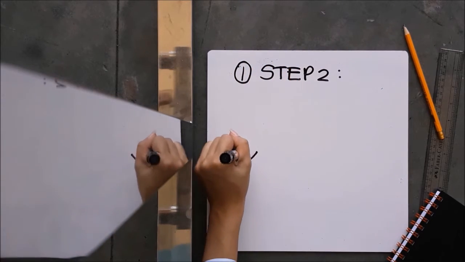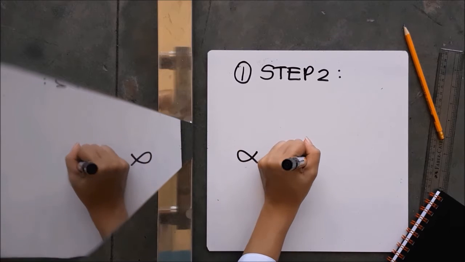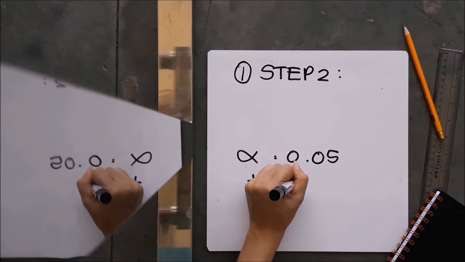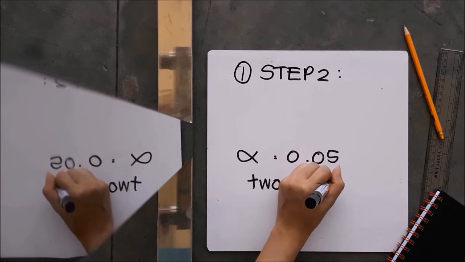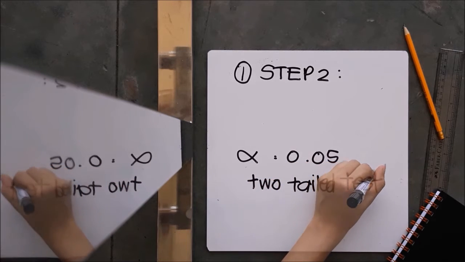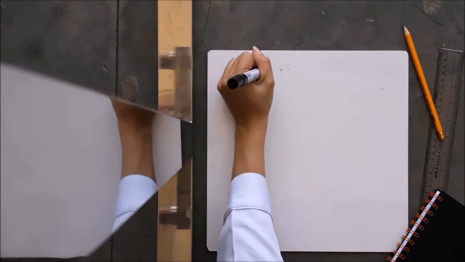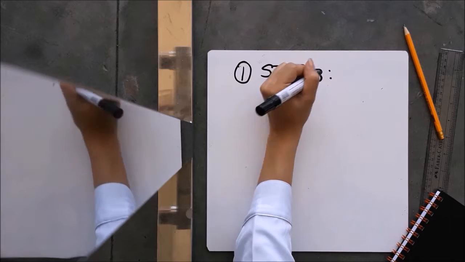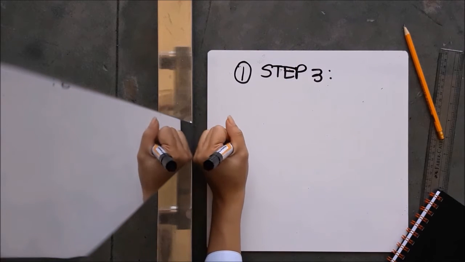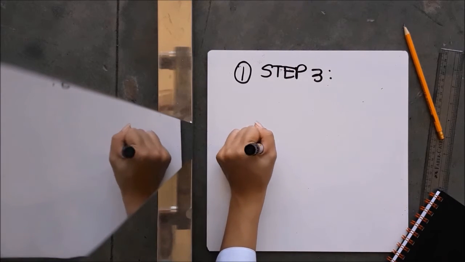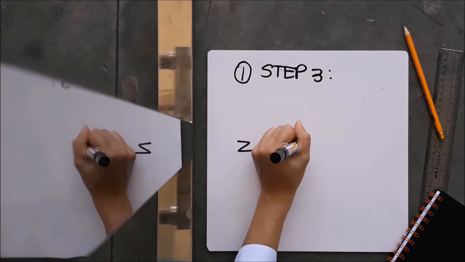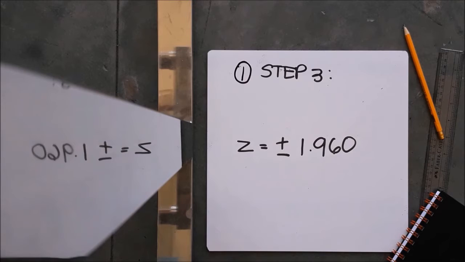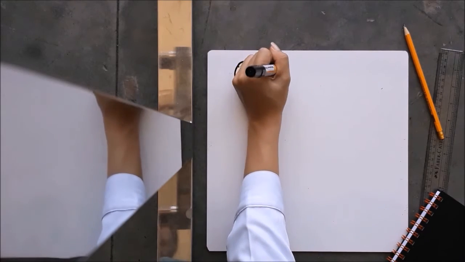Step 2. Level of significance. The level of significance in the problem is 5% or 0.05. It is a two-tailed test because we want to know if there is a difference in the mean weight. Step 3. Locate the z-score at the z-table knowing that the level of significance is 0.05 and is two-tailed. The z value is positive, negative 1.960.